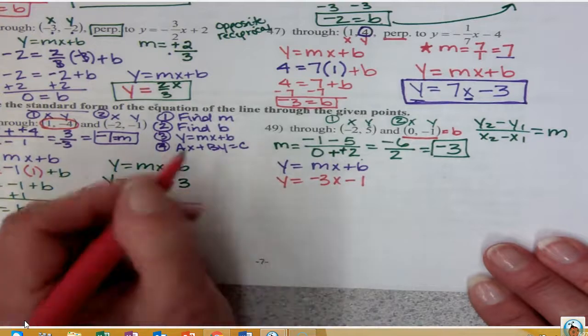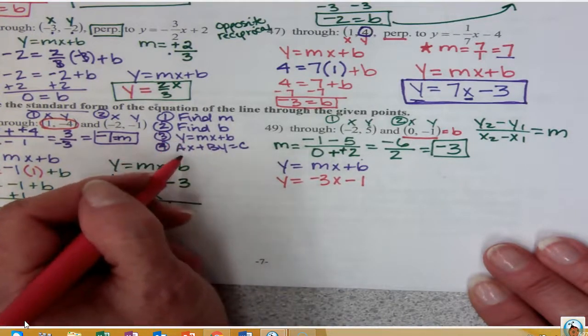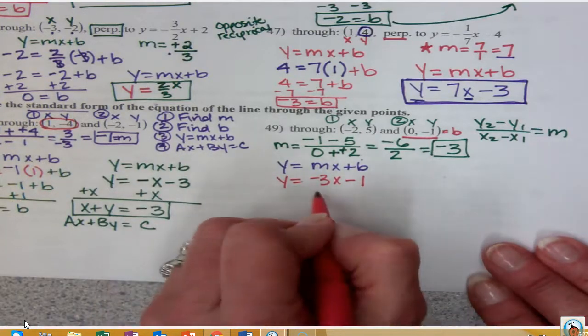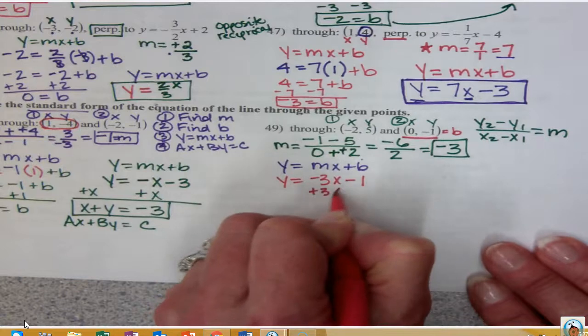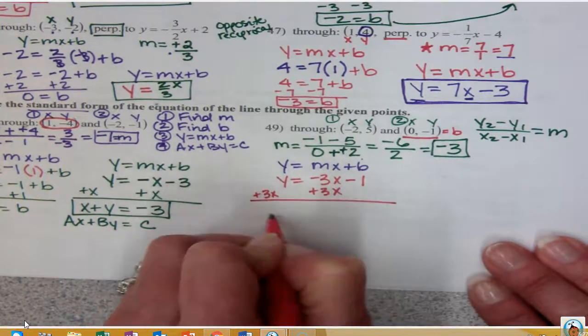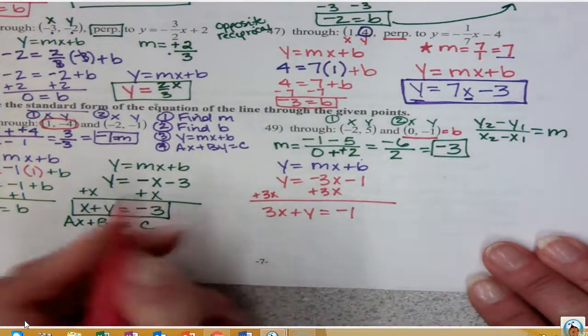But I'm not done because I have it here in slope-intercept form. I need to get it in standard form. So the first thing to move it into standard form is move your x. Move your x. And I get 3x plus y equals -1.